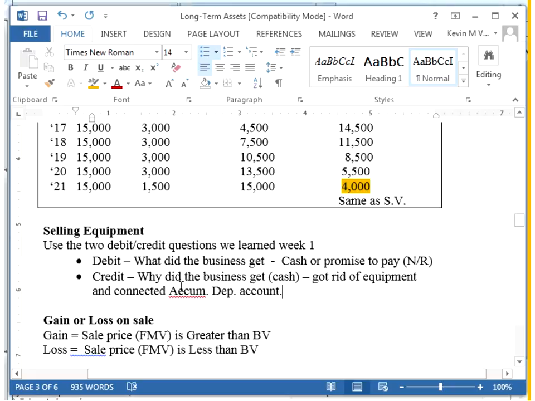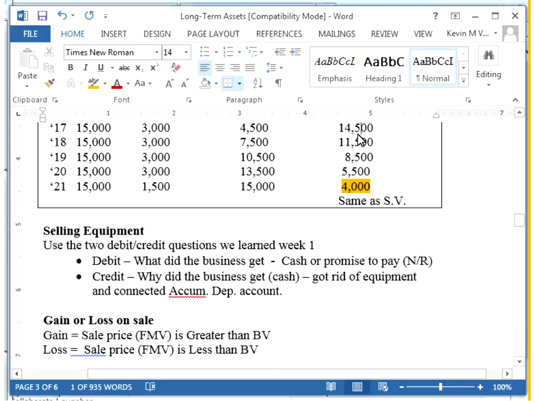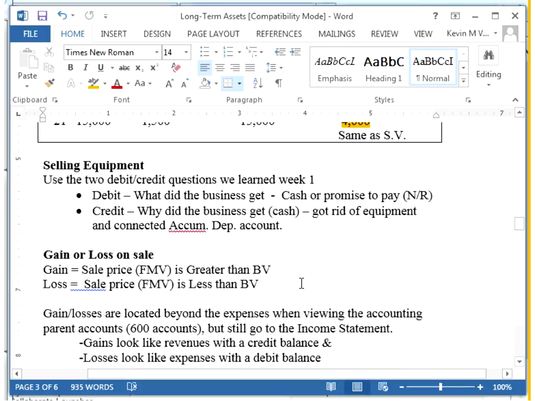And then it's very often that what your asset is worth on your books, say up here, if I sold it after this first full year, it was worth $14,500. There's a good chance that I'm not going to sell it for $14,500. Maybe it'll be $14,800. Maybe it'll be $13,000. If that's the case and I don't sell it exactly for what it's worth on my books, I'm going to have a gain or a loss. A gain will be when I sell it for more than what it's worth on my books, and a loss when I sell it for less than what it's worth on my books.